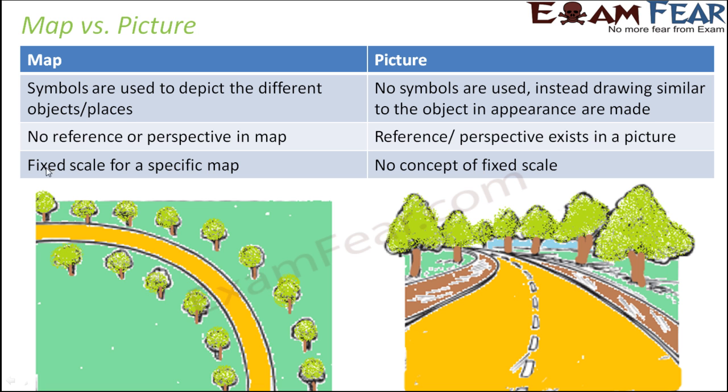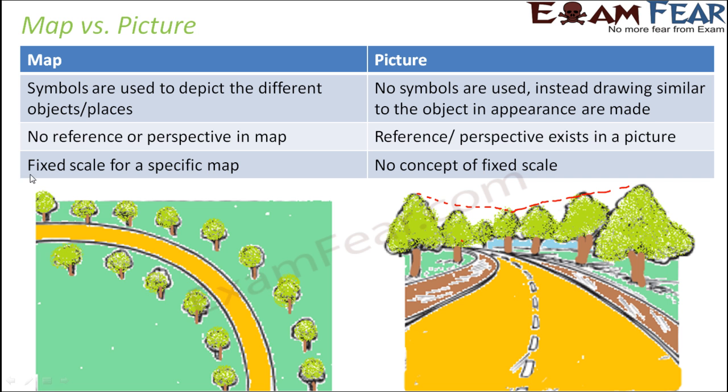When it comes to a map, no reference or perspective exists in a map. For example, normally when you look at a road, what happens? The trees which are near to you, they appear bigger, and the trees which are far away from you, they appear smaller, and that is what we call perspective. So when you look at this picture, you see that the trees in the front are bigger, and as you move away, the trees towards the back tend to become smaller. But when you are representing the same thing on the map, there is no small or big size of the trees. So everywhere you are just using the same symbol for tree.